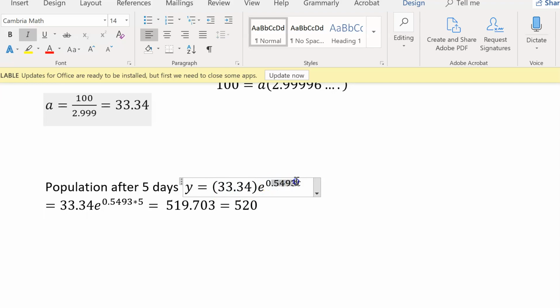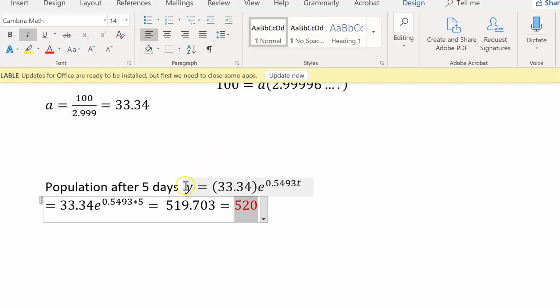Now we can easily find it after 5 days. All you need to do is put t equals 5, and then you get 33.34 e to the 0.5493 times 5. Use your calculators, and you get 520. And basically, that's the answer. That is the number of flies that you will have after 5 days.